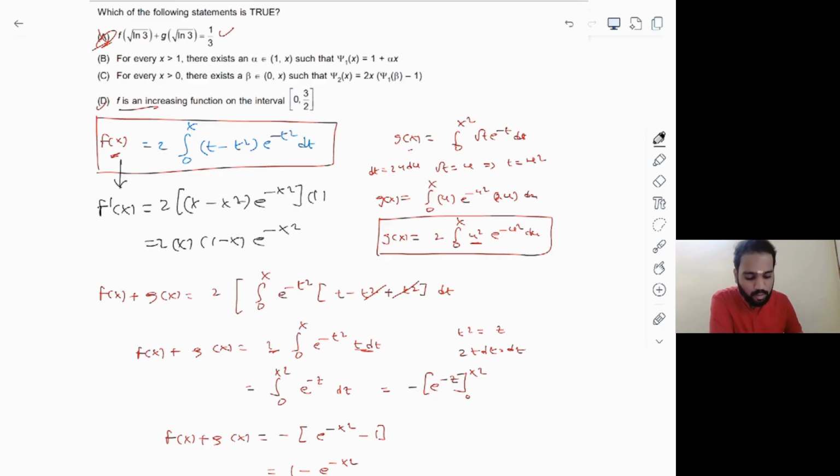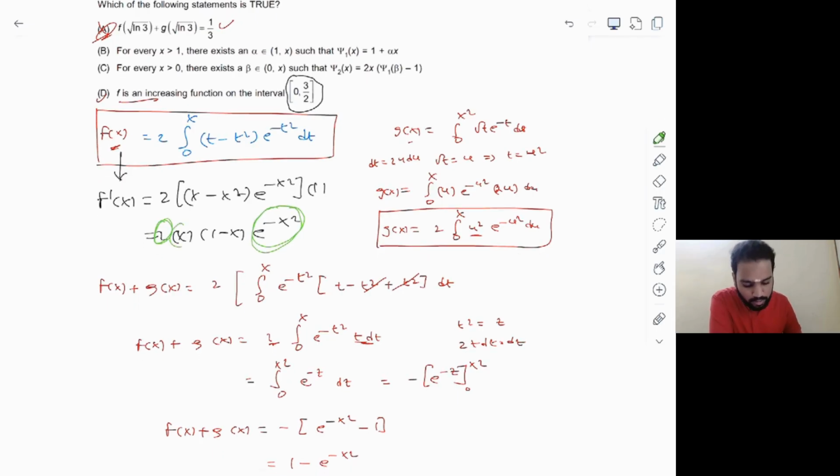Now look at option D. What they are saying is it's an increasing function in the entire interval 0 to 3 by 2. Okay. So the main observation here is this e to the power of minus x square is always positive, 2 is also positive, and in the interval 0 to 3 by 2, x is also positive.